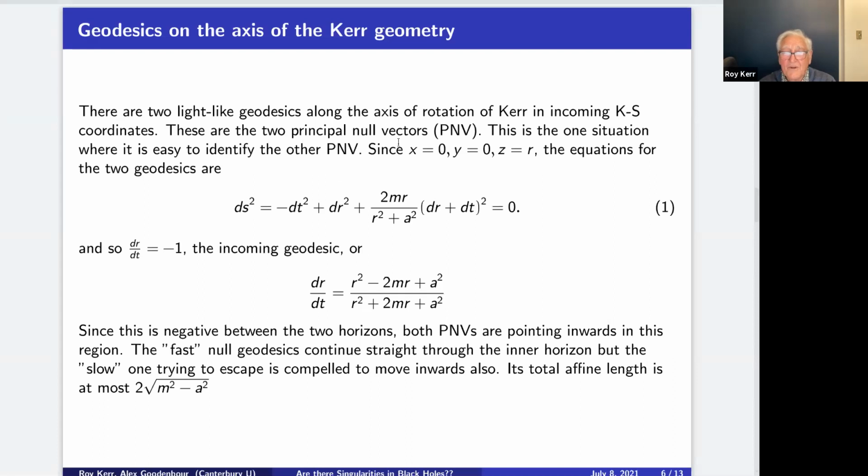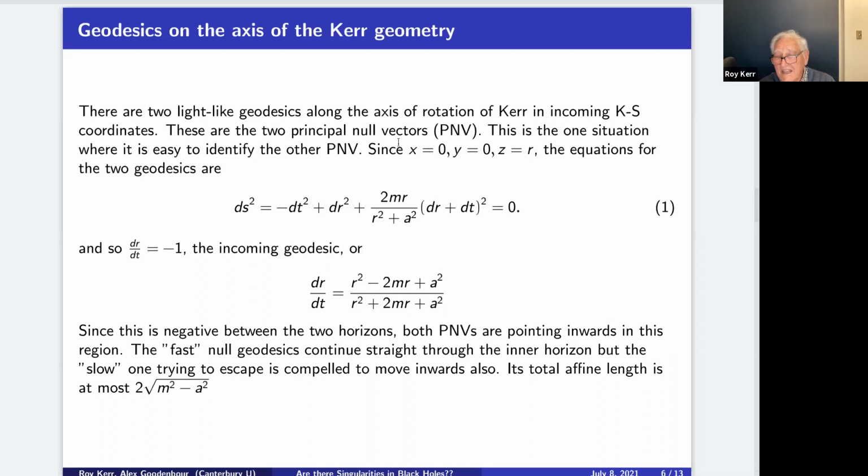Now that means that if I look down the axis with d phi and d theta equal to 0, just at the dt and dr part, then ds squared equals 0 gives me the two null vectors on the axis. This is just a trick that can be used there. So if I look at the roots, this has got a root dt plus dr also. So dr over dt equals -1 is the incoming geodesic.